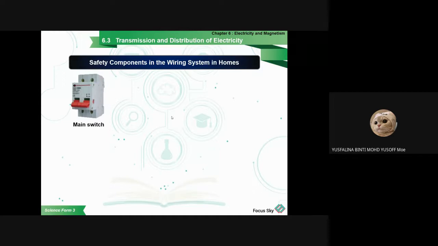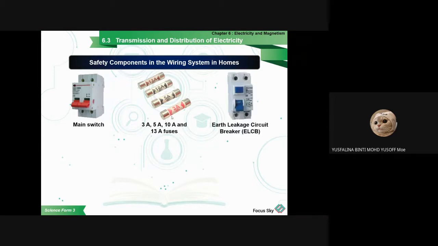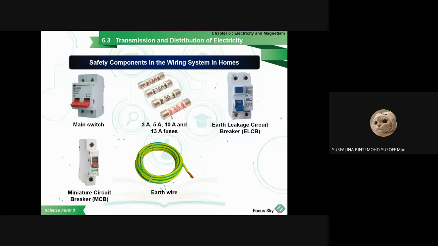So, the safety components in the wiring system in a home. This is the main switch, and this is the fuse. The fuses come in 3 ampere, 5 ampere, 10 ampere, and 13 ampere. And this is the earth leakage circuit breaker, and this is the miniature circuit breaker, and also this is the earth wire.